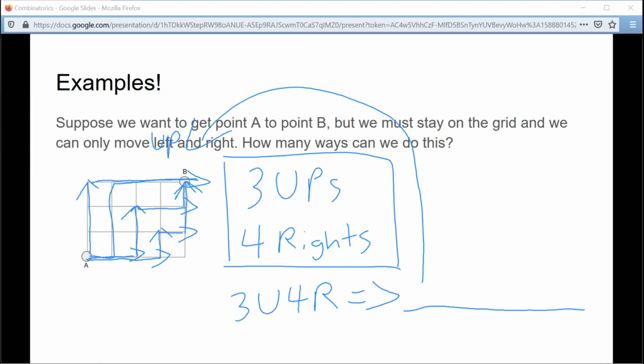If anybody doesn't understand, someone can give me a 7-letter word with 3 U's and 4 R's. Okay, someone submitted one here: U U R R R R U. I guarantee you that with this word, I can draw a path.